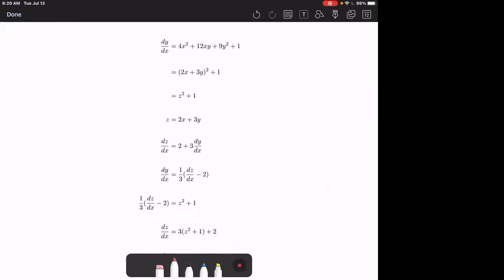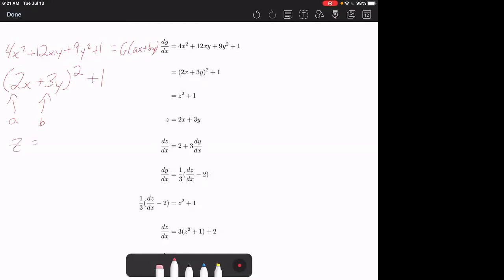Suppose dy/dx is equal to 4x squared plus 12xy plus 9y squared plus 1. Now, it is not clear that this is equal to some function g of ax plus by. So we're going to have to do some factoring here. 4x squared plus 12xy plus 9y squared is actually equal to (2x plus 3y) squared, and then don't forget the plus 1. Now, this actually is a function g of ax plus by, where a is equal to 2 and b is equal to 3. So we're going to perform our substitution.